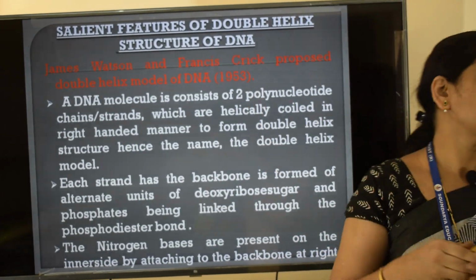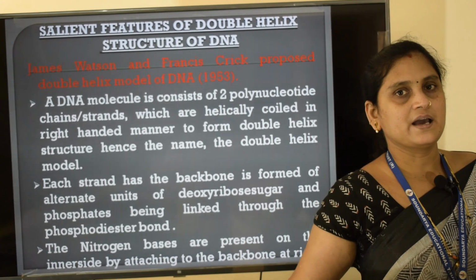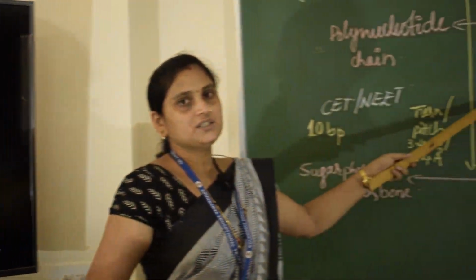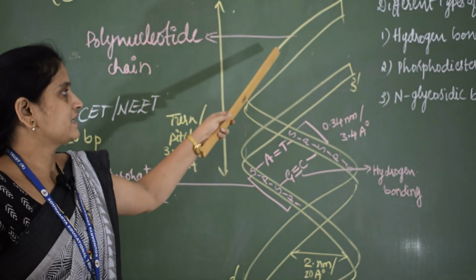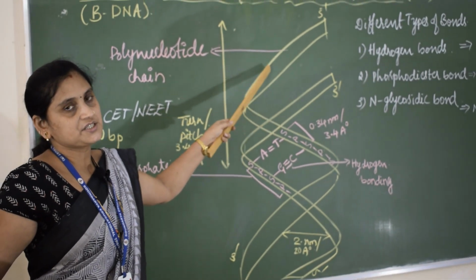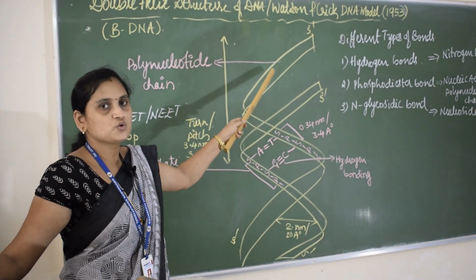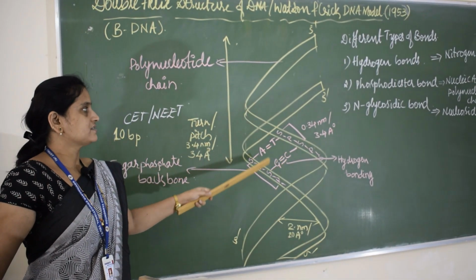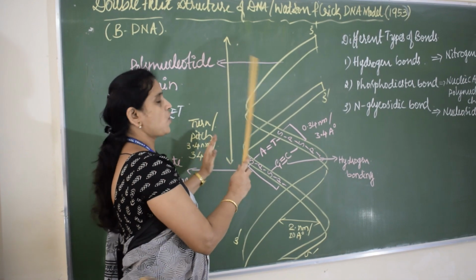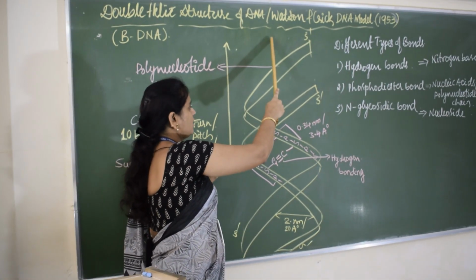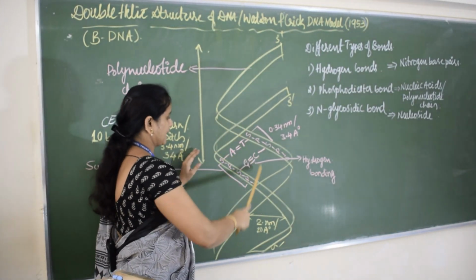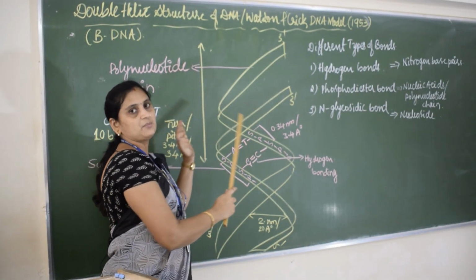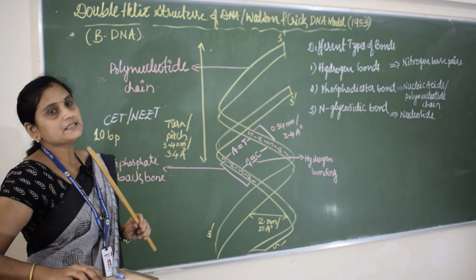So this is the double helix structure of the DNA, where you can see each DNA molecule is made up of two polynucleotide strands. These are helically coiled in a right-handed manner along the common axis. Remember this point, along the common axis, so as to form a double helix structure of the DNA.